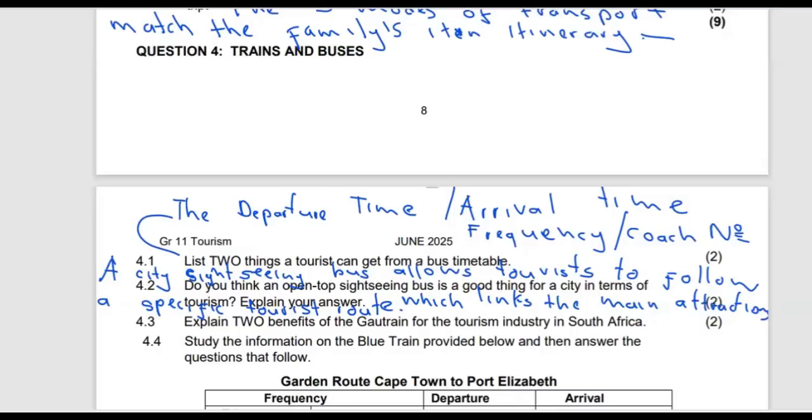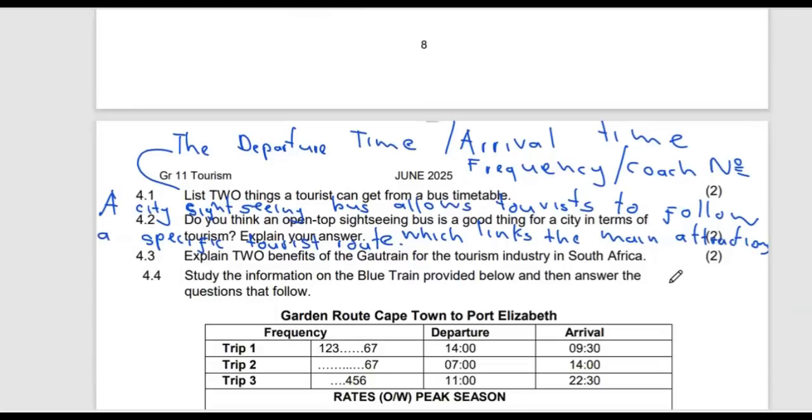Then moving on to the next one, explain two benefits of the Gautrain for the tourism industry in South Africa. So the Gautrain has several benefits for the tourism industry in South Africa. It actually reduces congestion. It reduces congestion of cars.